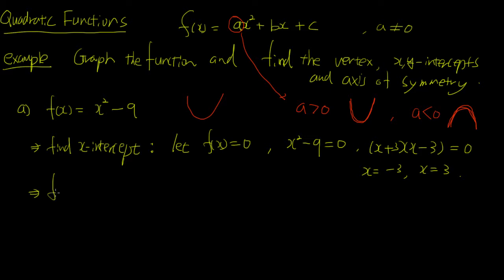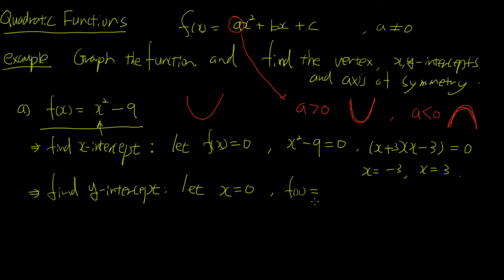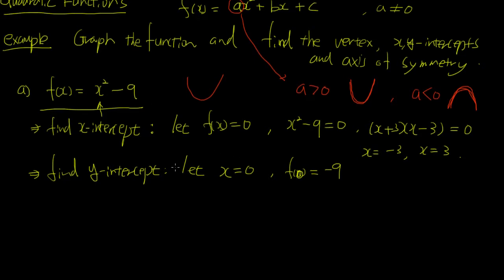Now, to find the y-intercept, what do we have to let equal 0? Let x equal 0, from this original equation. So if x equals 0, f of x, or the y, well, f of 0 to be precise, is going to be, if you put 0 there, what's left behind? Minus 9, right? Minus 9.